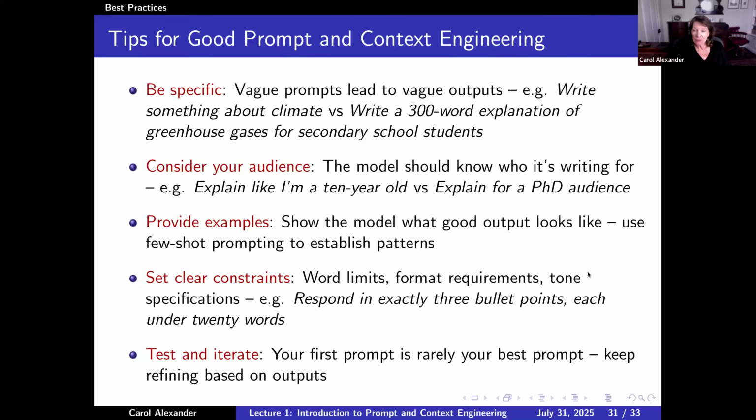Provide plenty of examples. Show the model what good output looks like. Few-shot prompting. Establishing patterns. Set constraints, say in 200 words, no more. Put in your requirements for format, tone specification, temperature. Respond in exactly 3 bullets, each under 20 words, for example. And your first prompt is not going to be your best. Keep refining based on the outputs until you get the best response. Don't just take the first one.